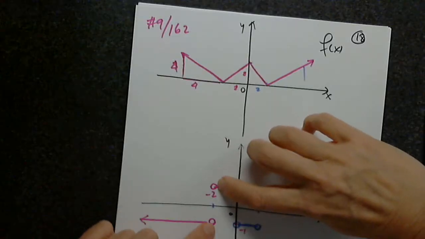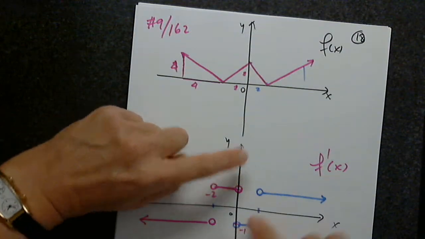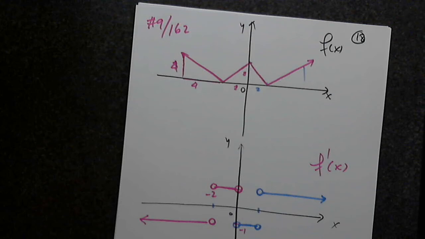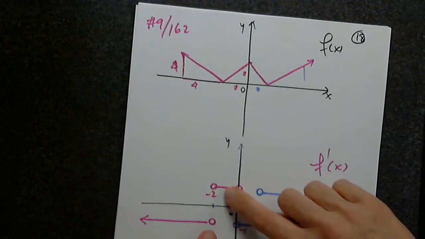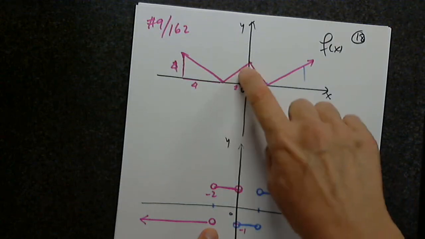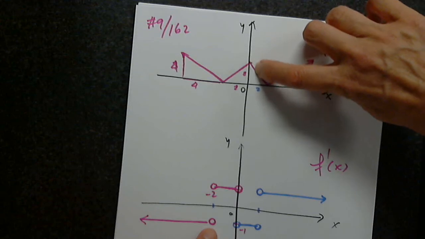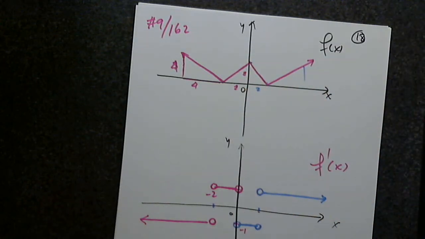Corner, the derivative is discontinuous. Corner, the derivative is discontinuous. Why? Because the function is not differentiable at those points. It does not have a unique tangent. It has a negative tangent and a positive tangent, positive and negative. See, here the tangent is negative, which is this number. Here the tangent is positive, which is this number. And on the other side is 1.